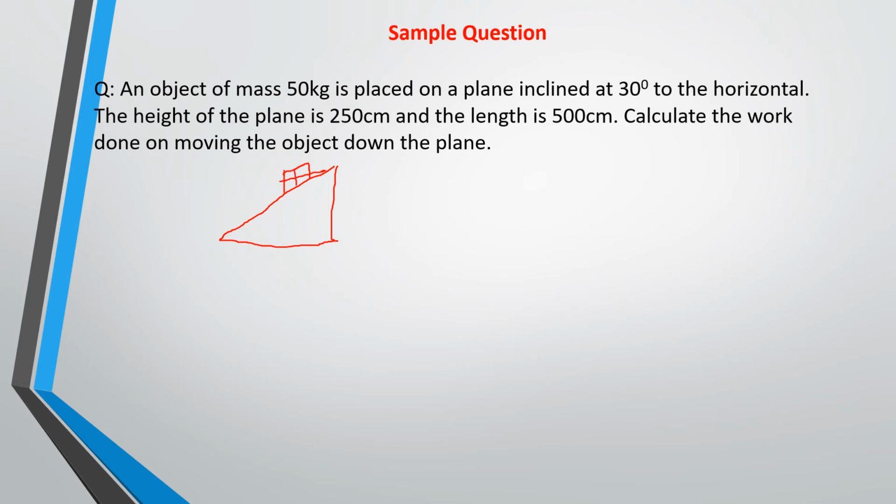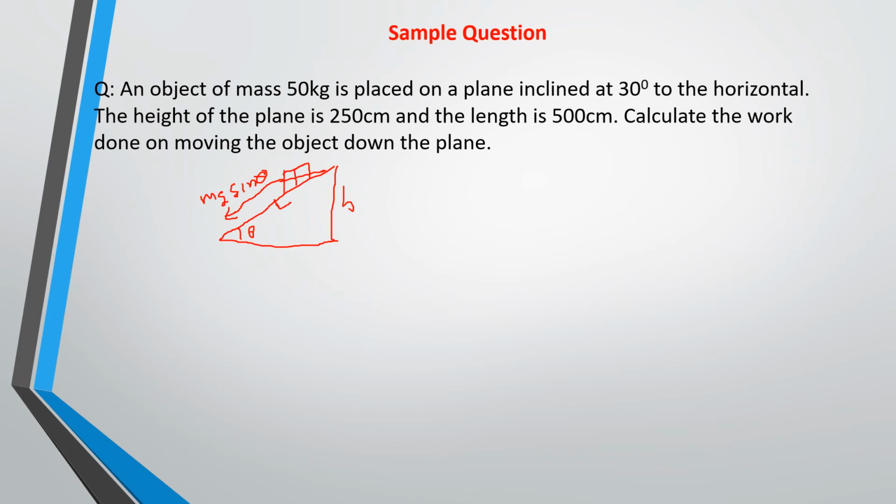Okay, so this is the object and this is the angle of inclination of the plane. Then this is the height of the plane, and this is the length of the plane. So as discussed, the force component down this plane is mg sine theta. That's the force component down the plane. The force that is pulling this body down is mg sine theta. This force covers the distance L or S, as the case may be.